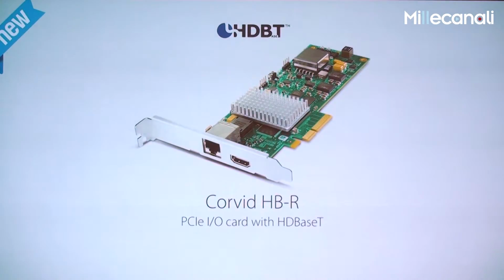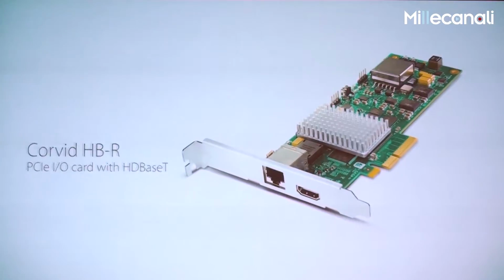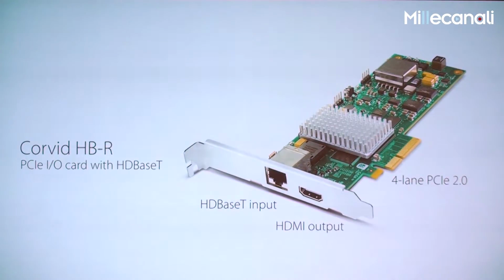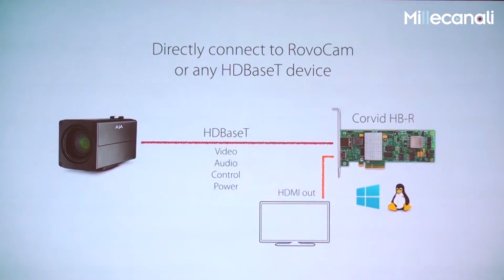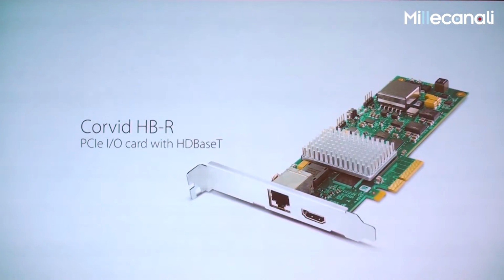Our next bit of HDBaseT news is we have a new PCIe card called Corvid HBR. It's an HDBaseT PCIe input card. So it's an HDBaseT receiver. There is an HDMI output so you can locally monitor what you're doing, and it's a 4-lane PCIe card. So you can create very simple integrations with your own software or with RovoCam on Windows and Linux to any HDBaseT device, and certainly with ours as well, including RovoCam. Corvid HBR is $995 and is available next month as well.